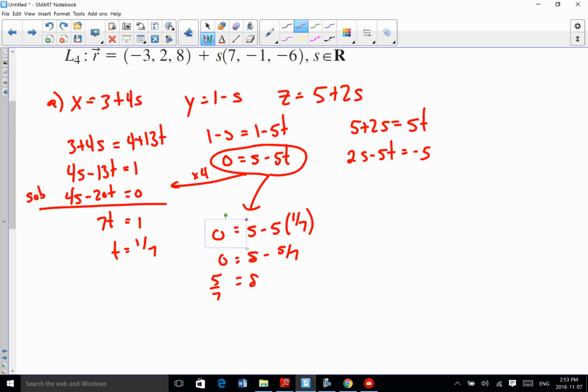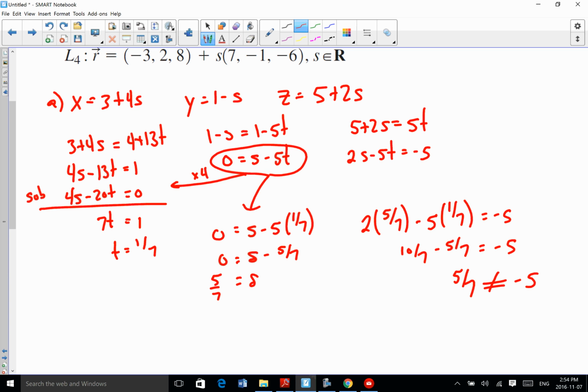Okay, I'm going to check the third one just to make sure I did my math right, because if they're meeting, they have to satisfy the third equation. So 2s, so 2 times 5/7 minus 5 times 1/7. Let's go to negative 5. So I get 10/7 minus 5/7 equals negative 5. And what do I notice? I get 5/7. That doesn't equal negative 5.